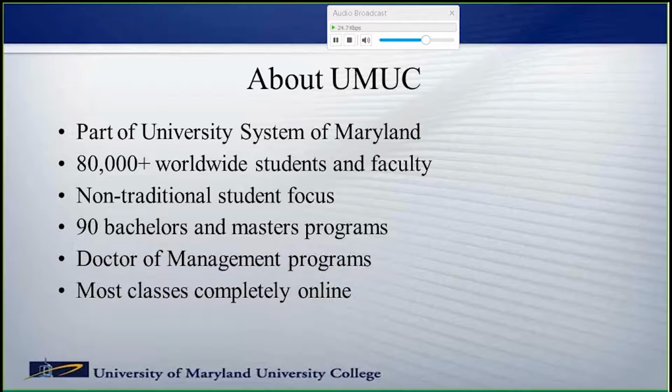So UMUC, as you all know, is part of the University System of Maryland, and we have more than 80,000 worldwide students and faculty with 90 bachelor's and master's programs and 2 doctoral programs. The majority of our classes are online, and with the exception of a few overseas locations, there really are no more strictly face-to-face classes here. They're either all online or they're hybrid. And most of our students here are non-traditional working adults or military students.